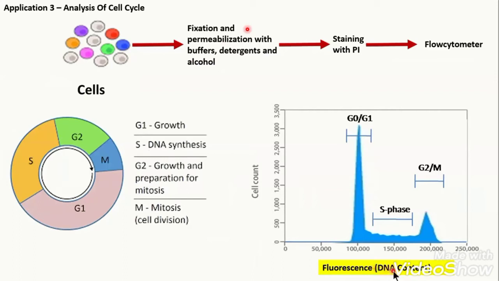So how can we prove that a particular drug is arresting the cell division or stopping the cell division of your cells? It is very simple. We know that in the cell cycle there are 4 distinct phases. G1, growth. S phase is DNA synthesis. G2 is again growth and preparation for mitosis, and then M phase.